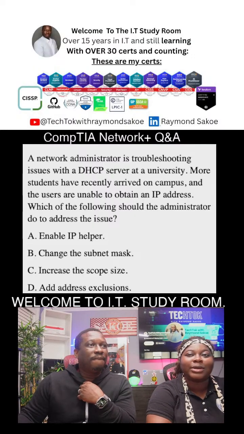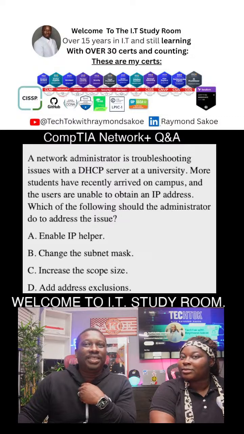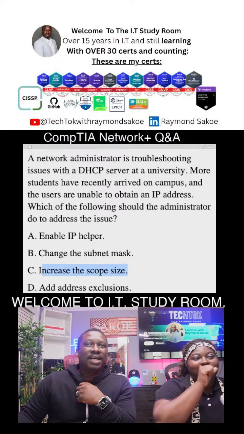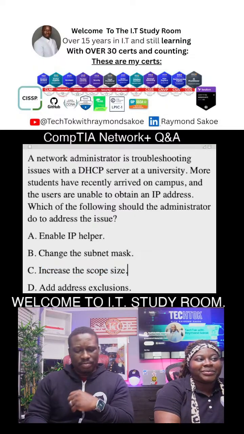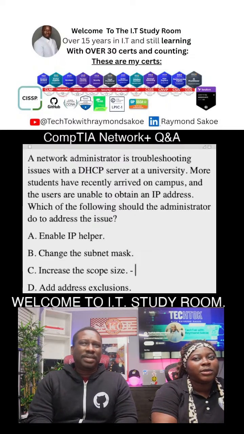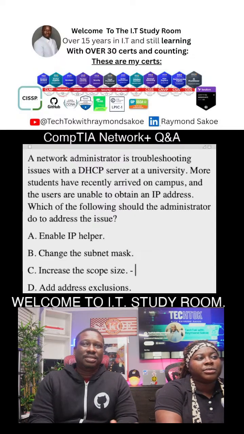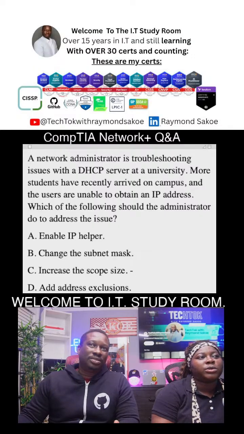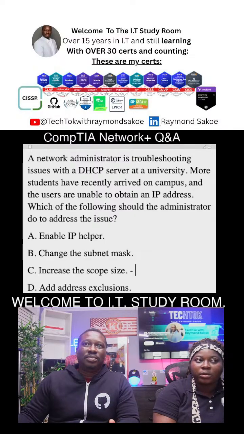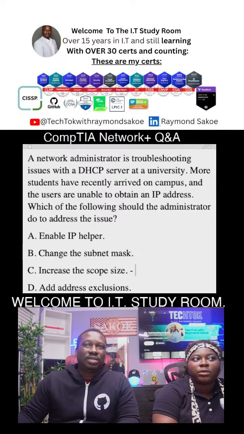I hope you're right. Okay, what's the answer? So the answer would be C. Okay, right. Thanks, easy life. Increase the scope size, right? I think the previous question was saying, did it say IP range? But it's the same thing, right? Increase the range. So similar to the previous question. You had a few IP addresses, and now students are unable to obtain an IP. So just increase the IP range or the scope.